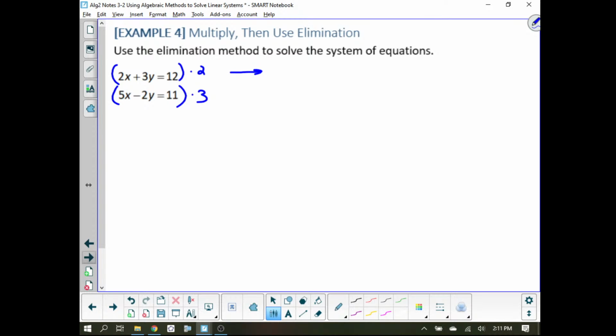All right, so this turns into 4x plus 6y equals 36. And 10x, oh shoot, sorry, 24. Is that what you're talking about? And I did not multiply that by, I'm doing 2 there, 15x minus 6y equals 33.